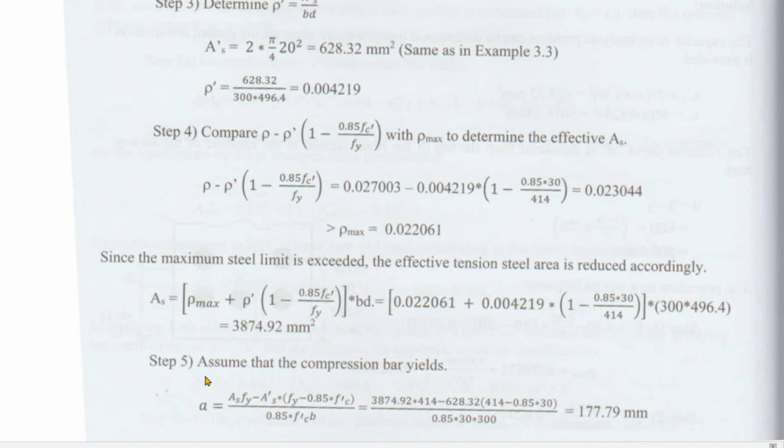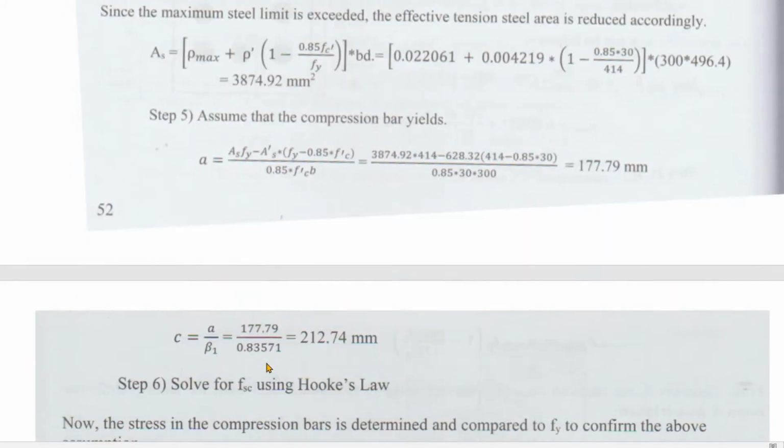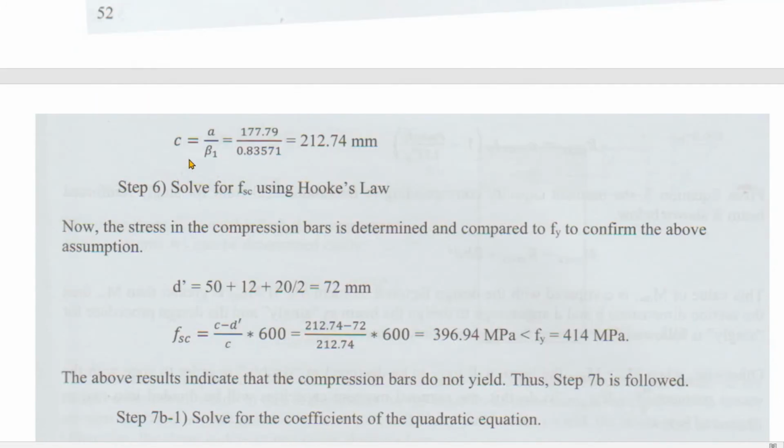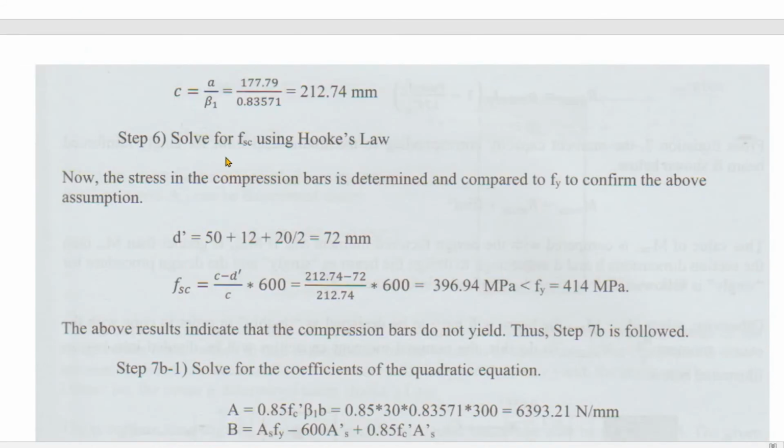And then, step 5, assume that the compression bars yield. So, your A would be 177.79. Ito yung kanyang equation. After solving for A, you divide that by beta 1 and then you have the location of your neutral axis small c. And then step 6, solve for FSC using Hooke's law. So FSC is equal to c minus d prime.